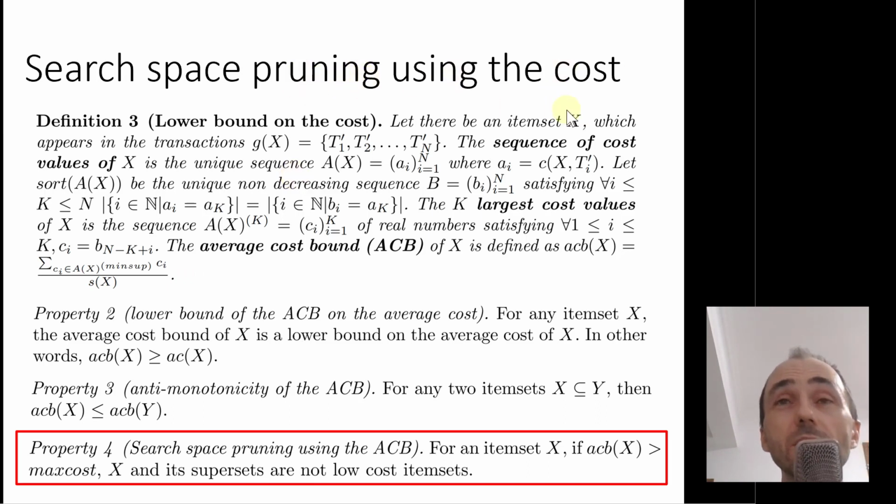Another pruning property is about the cost. This is something new in this paper. We use a lower bound on the cost. Using this lower bound, we call ACB, we find that if the ACB of X is more than the max cost, we don't need to look at any supersets of X. So we can save a lot of time. Again, this lower bound is a little bit complicated, so I will not explain the details in this presentation. But if you are interested, you can look in the paper to see all the explanation with some examples.